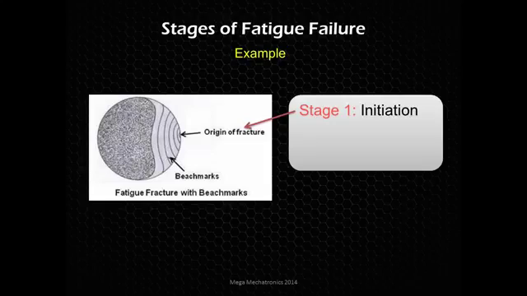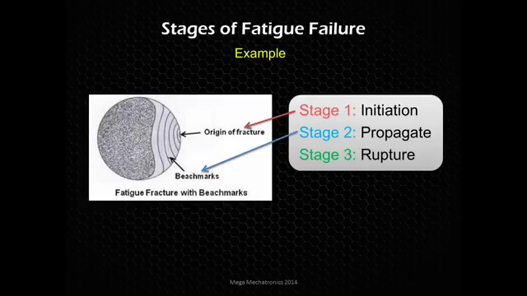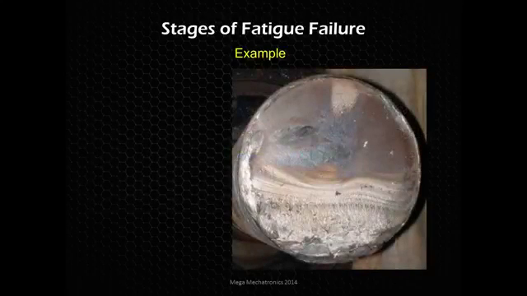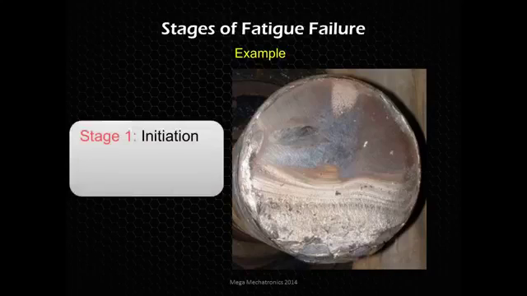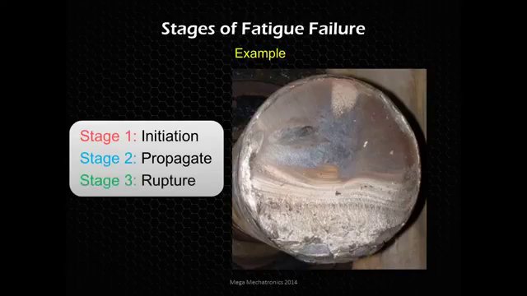So we have our initiation at the origin. We have our propagation through these beach marks. So starting from the origin, it's getting bigger and bigger and bigger until we reach the rupture stage, where the part completely fails. So let's look at a picture here, and we can almost see, if we follow the beach marks that we could visibly see in this picture, we can almost get a good idea where that origin was. Around here. And then we're propagating over time.